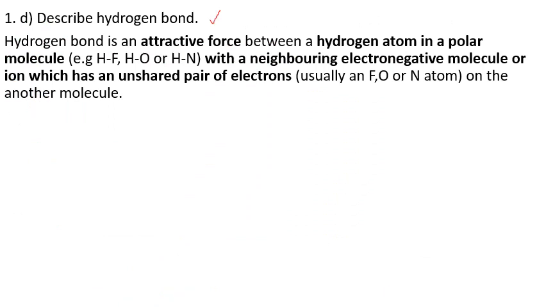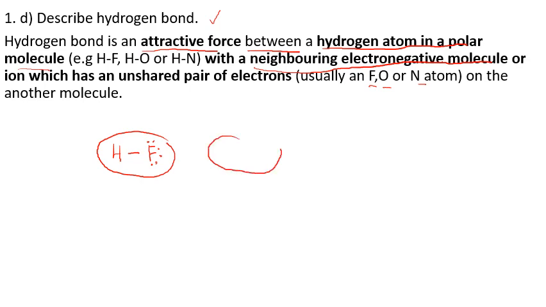Describe the hydrogen bond. A hydrogen bond is an attractive force between a hydrogen atom in a polar molecule and a neighboring electronegative molecule or ion, which has an unshared pair of electrons, usually found at fluorine, oxygen, or nitrogen on the other molecule. So for example, if I have a hydrogen here and this is fluorine, this is one molecule. And then let's say here I have another molecule, hydrogen and fluorine as well.